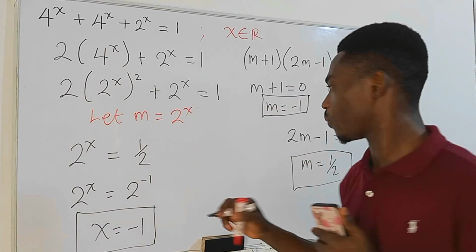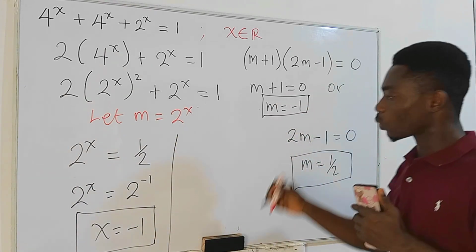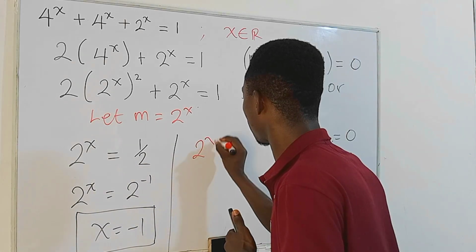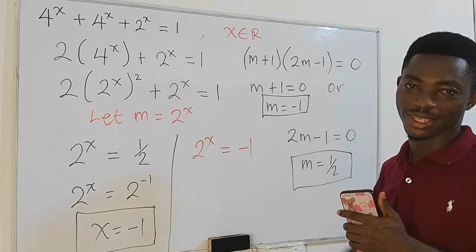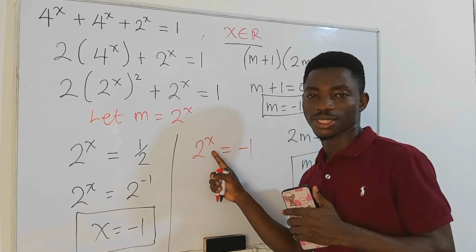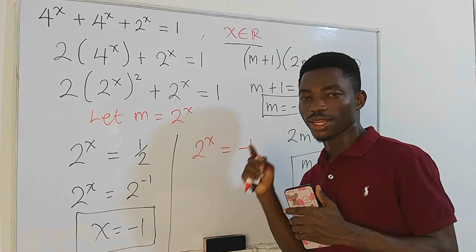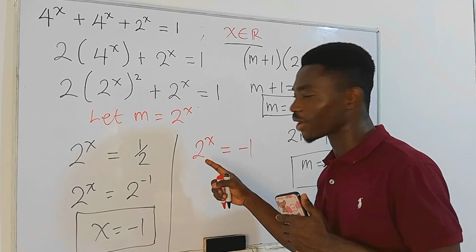That is not all. Remember, we had two answers for m. One is this right here. So we are also going to get 2 to the power x is equal to -1 right here. That is that. Now check this. 2 to the power x is always positive number. It can never be negative. So for real answers, this equation right here cannot be solved.